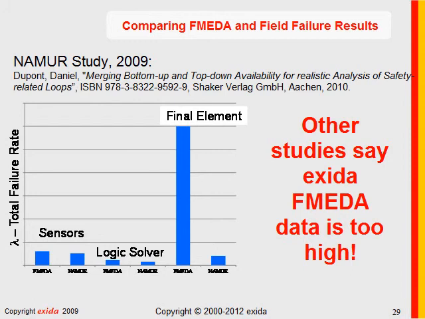The Nemore study, on the other hand, came out that the Exida FMEDA data was slightly pessimistic for sensors, slightly pessimistic for logic solvers, but very pessimistic for final elements, solenoid valves, actuators, valves. The Nemore study indicates that FMEDA data is very high. So I think that's a good position to be in, where one set of field failure rate data says you're too high and another set says you're too low.